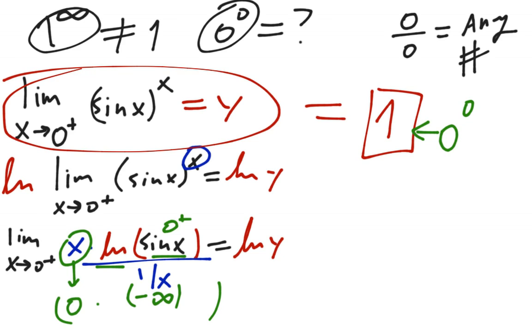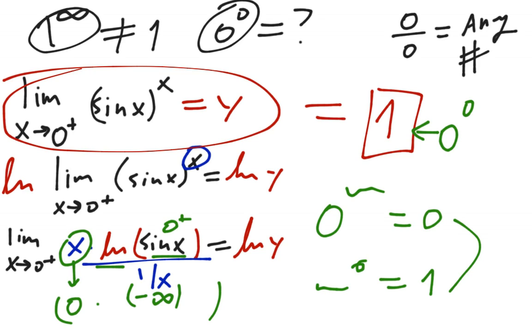You've learned the rule that something to the 0 is always 1, but 0 to the anything is always 0. So 0 to the 0 is indeterminate and really could be anything, and in this case, the specific problem gave us 1 as our answer.